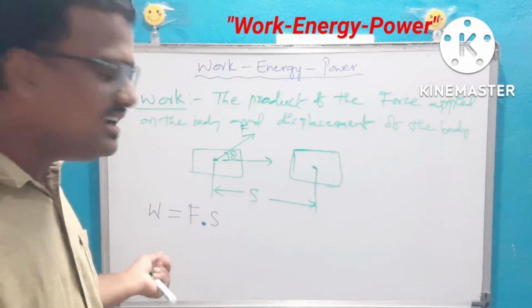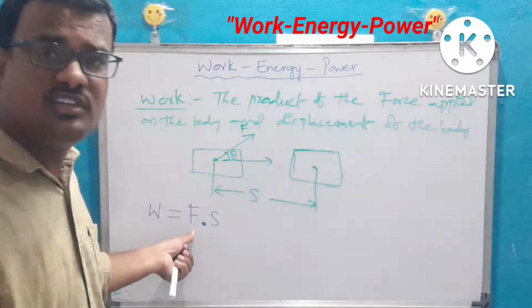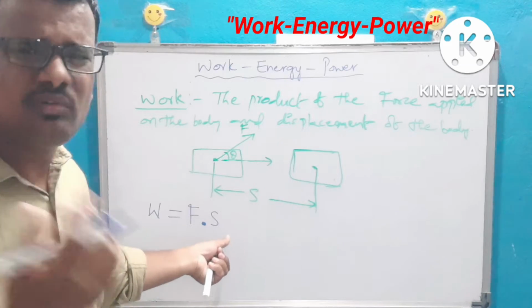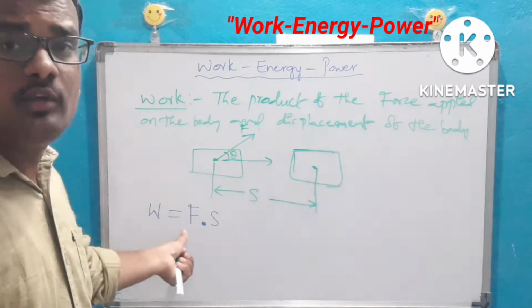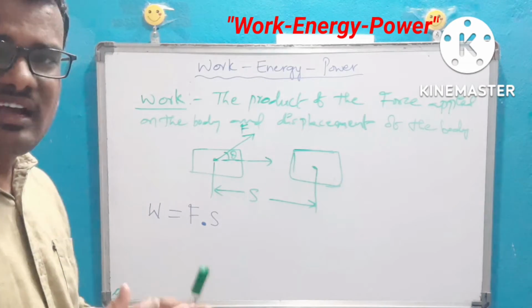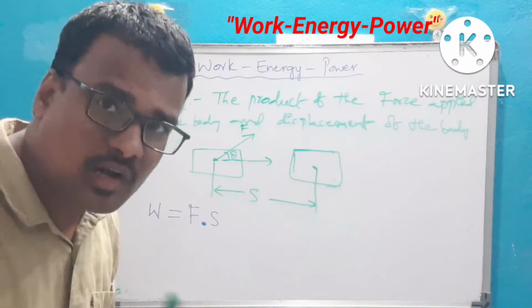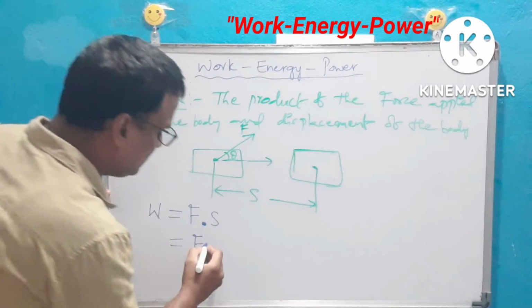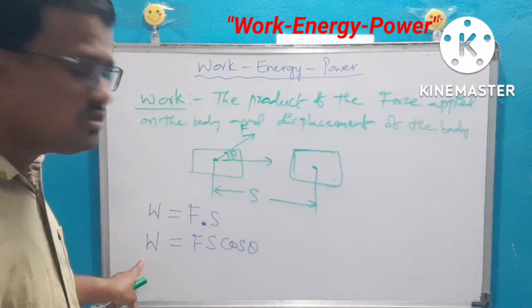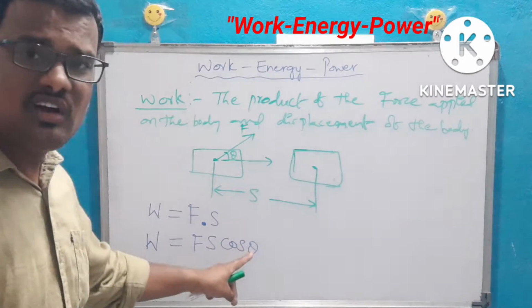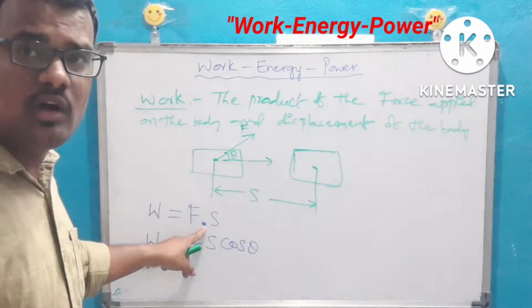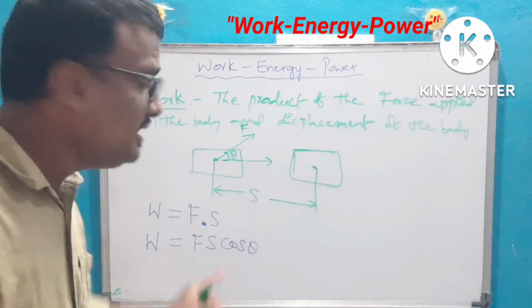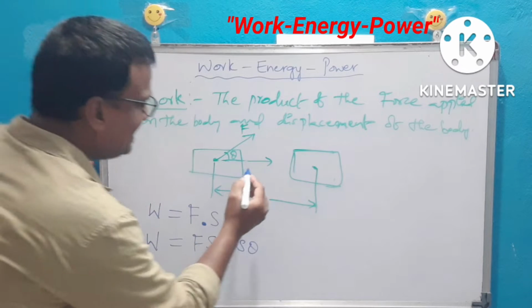Work is denoted by the letter W, force is denoted by the letter F, and displacement is denoted by the letter S or D or X, whatever it may be. So W equal to F dot S, where force and displacement are taken in a scalar product. If we remove the dot product, then we get a cos theta term. So W equal to F S cos theta, where theta is the angle between F and S.